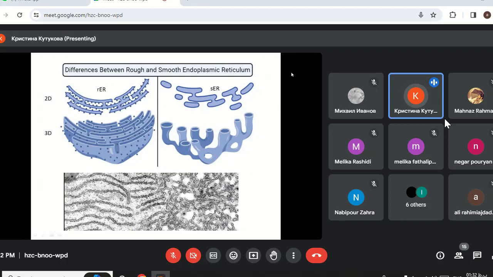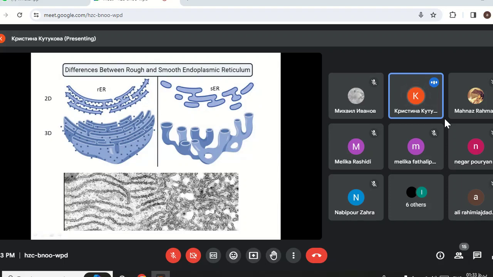Here you can see the differences between rough and smooth endoplasmic reticulum. This is how they look in a 3-dimensional picture. And if we make the cut, the section, this is how they look in 2-dimensional pictures. So rough endoplasmic reticulum has elongated structures, cisterns, covered with the ribosomes. And this is how it really looks in electronogram pictures. So these are cisterns covered with small dots, ribosomes.